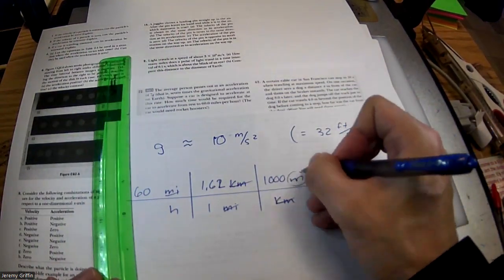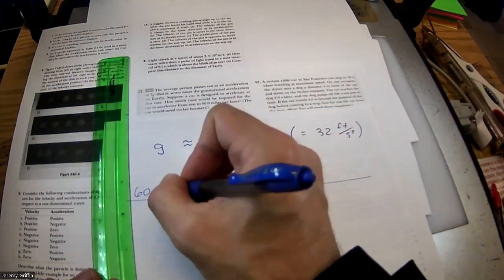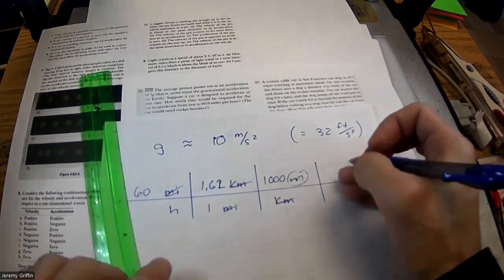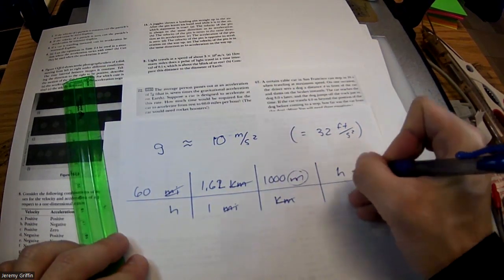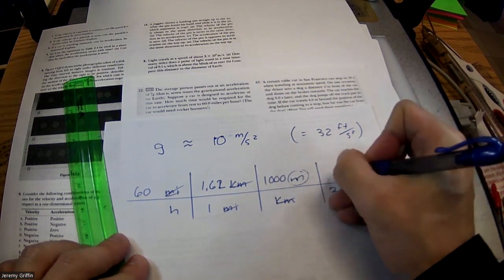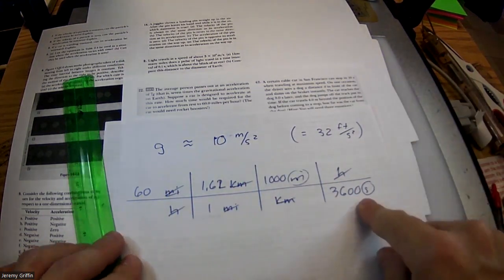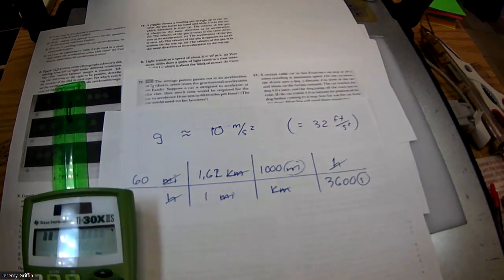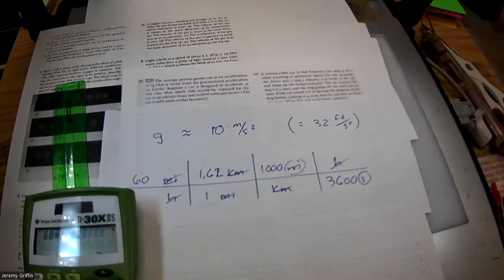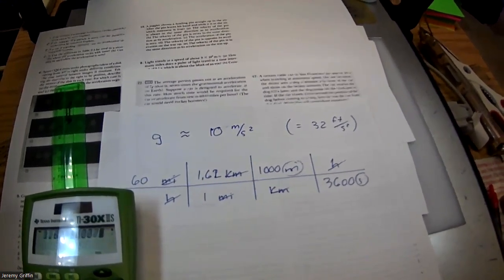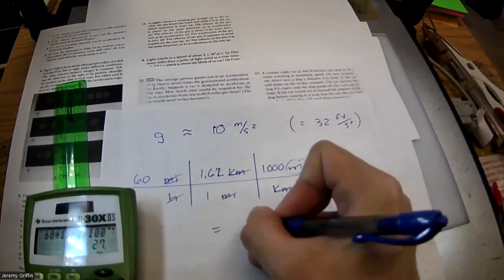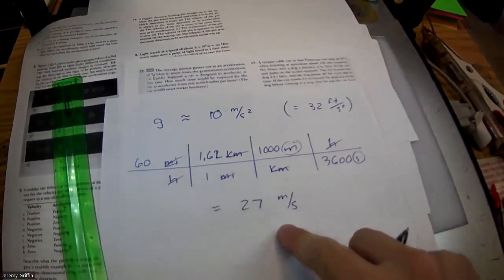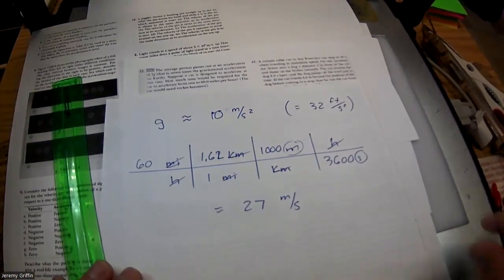So I got meters in place. Miles cancels, and then hours. 1 hour is 3,600 seconds. Now we have meters per second. Let's see how many meters per second that is. What is 60 times 1.62 times 1,000 over 3,600? That's about 27 meters per second. So 60 miles an hour is the same thing as 27 meters per second.